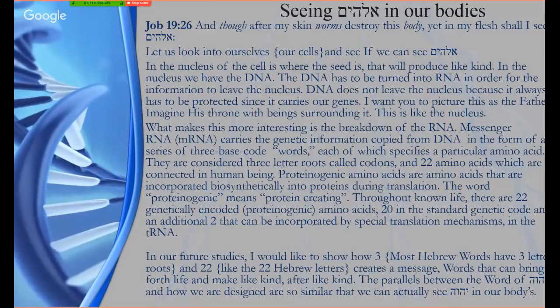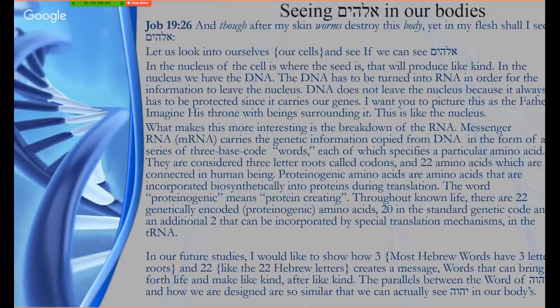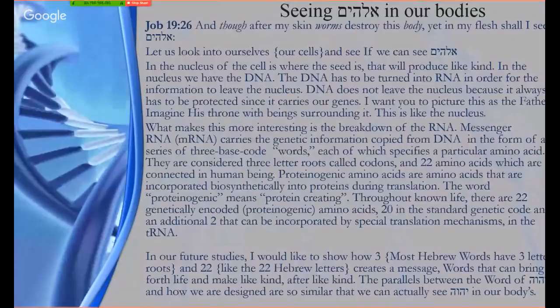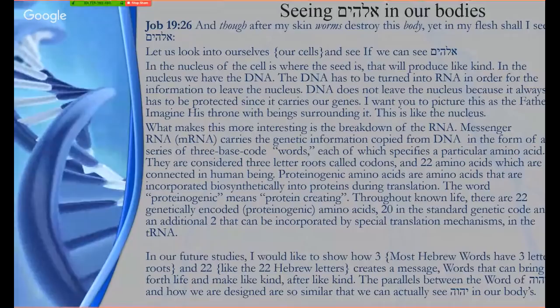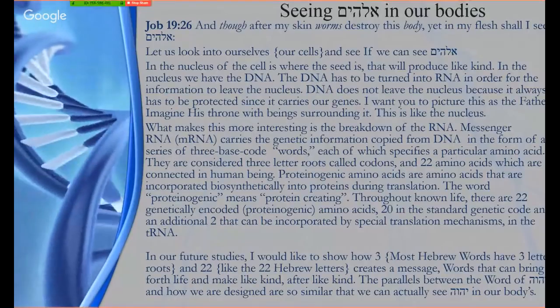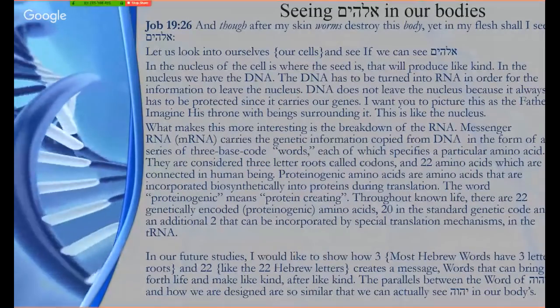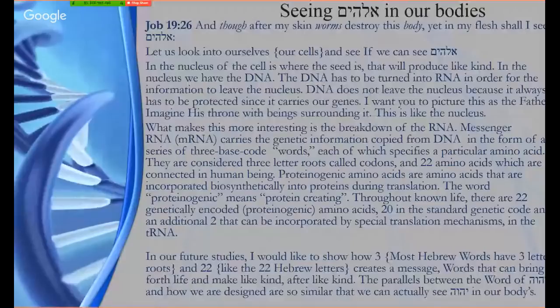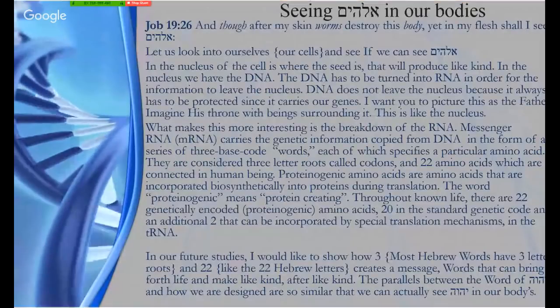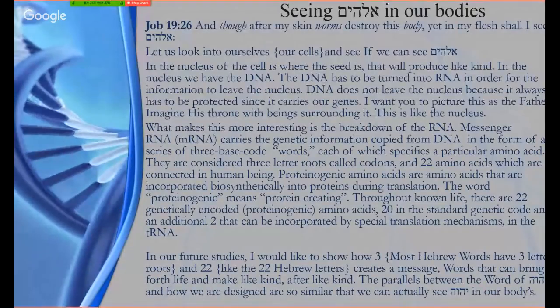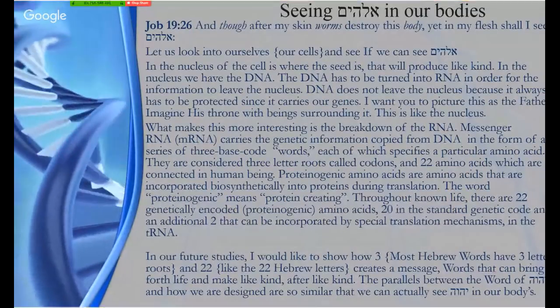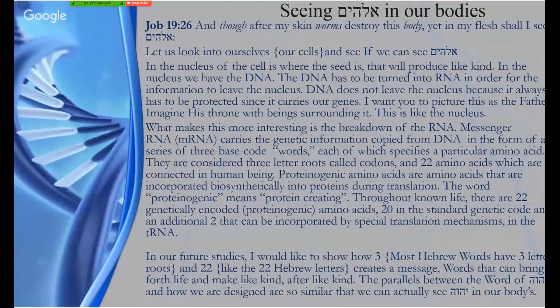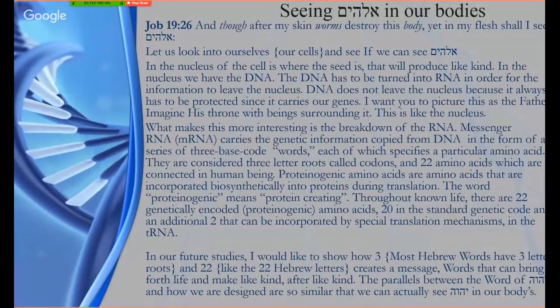So what makes this more interesting is the breakdown of the RNA. The messenger RNA carries the genetic information copied from DNA in the form of a series of 3 base codes called words. 3-letter roots in the Hebrew, right? It's broken down into codes and it is considered words. That's how we get our shoresh, our roots. Each of which specifies a particular amino acid. They are considered 3-letter roots called codons, right?